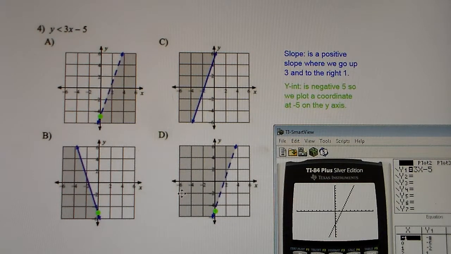Now, the difference between A and D is that the sides are shaded differently. In D, it's including the 0, 0 point. And in A, it's not including the 0, 0 point. So we're going to put in the 0, 0 and test it to find out if it's true or not. If the equation is true, then we know we have to pick option D because it's shaded. If it's false, we're going to pick option A.